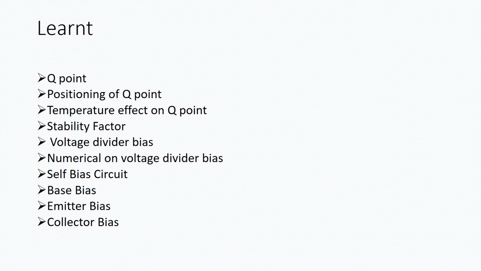So the things that you have learned till the last slide presentation are the Q point, the position of the Q point, the temperature effect on the Q point, then the stability factor, then biasing of the circuit in DC analysis, that is the self-bias circuit you have learned in this presentation, then numericals based on the Q point. Of course, in DC biasing you have learned base bias, collector bias and emitter bias.